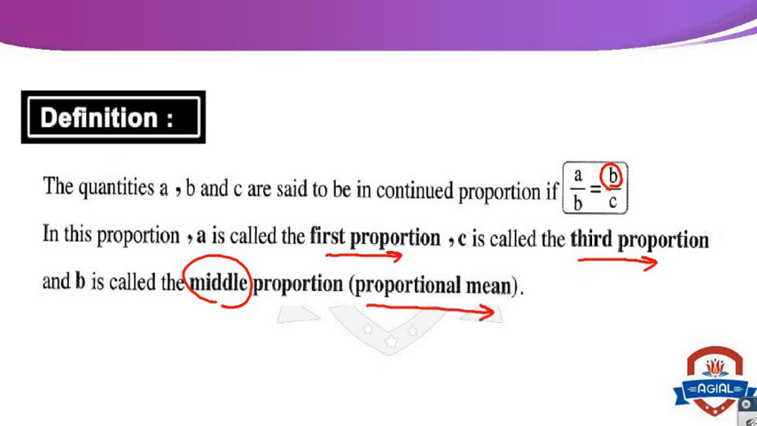Again, A, B, and C are said to be in continuate proportion if A over B equals B over C. A is called the first proportion, C is called the third proportion, and B is called the middle proportion.